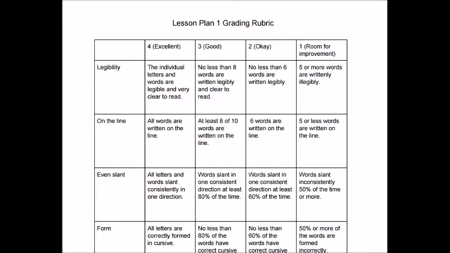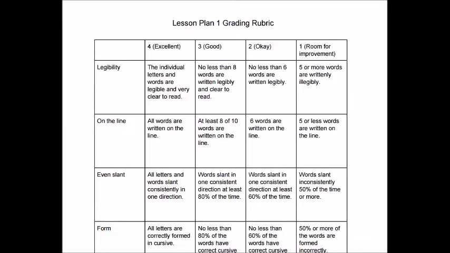On the line, as far as excellent criteria, all the words are written on the line, and a 1, where there's room for improvement for on the line, would be 5 or fewer words are written on the line.